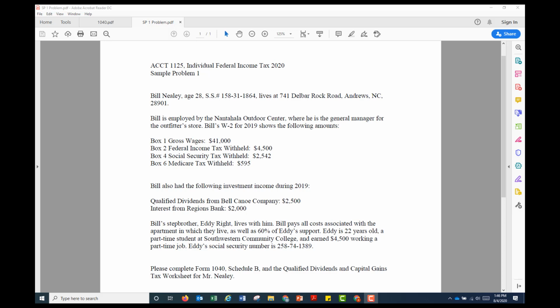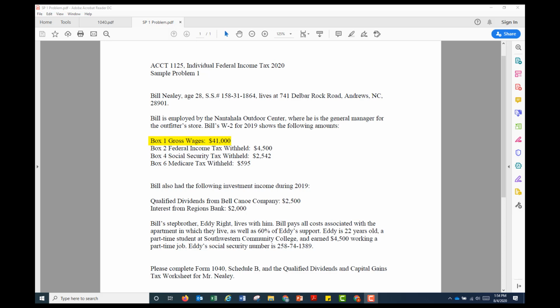Bill Neely, age 28, his social security number and his address. I'll leave it to you to fill it out. It's the top section of Form 1040. Bill is employed by the Outdoor Center. He's a general manager, and Bill's W-2 for the year shows the following amounts. Box 1, gross wages, $41,000.